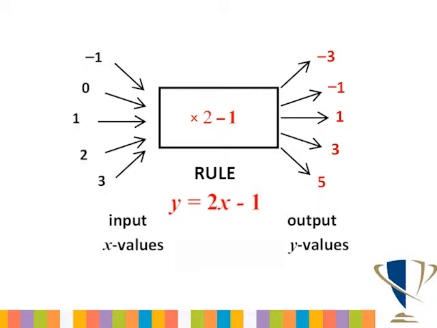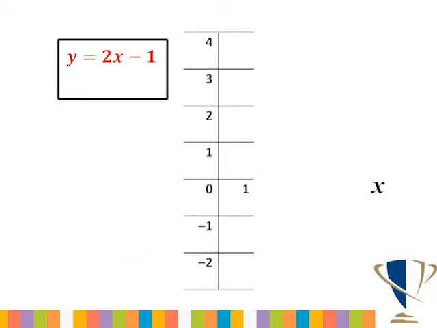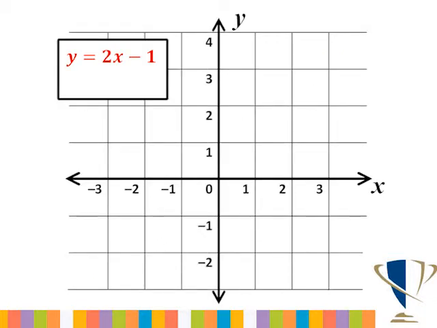Remember that the input values or x values are the elements of the domain of the set, and the output values or y values are the elements of the range of this set. We can plot these pairs of x and y values on a Cartesian plane. Here are 3 of them: (0, minus 1), (1, 1), and (2, 3).